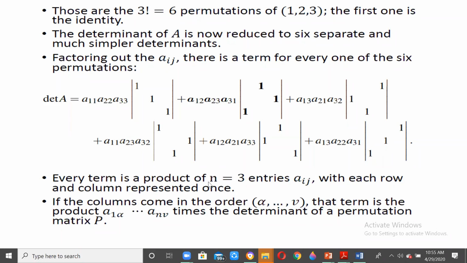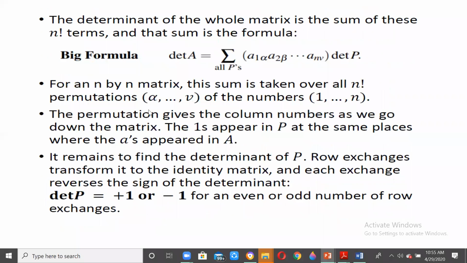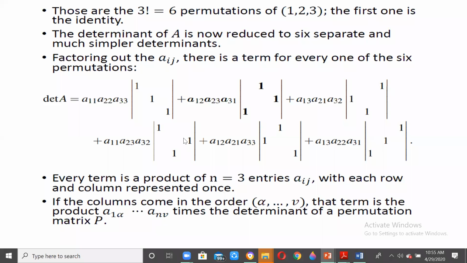So every term is a product of n equal to 3 entries Aij with each row and column represented once. If the columns come in the order alpha, beta, dot, dot, dot, omega, that term is the product A1 alpha, A2 beta, dot, dot, dot, An omega, times the determinant of the permutation matrix P. So the determinant of the whole matrix is the sum of these n factorial terms, and that sum is the formula. You can write the short form for whatever we have written here.